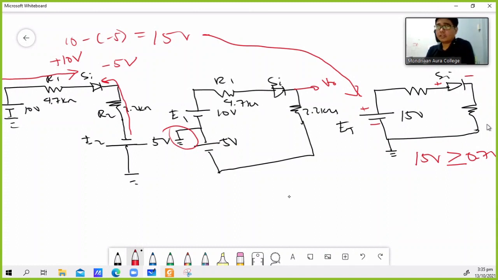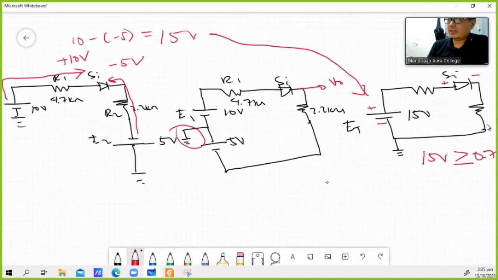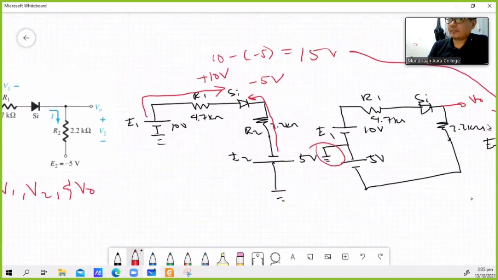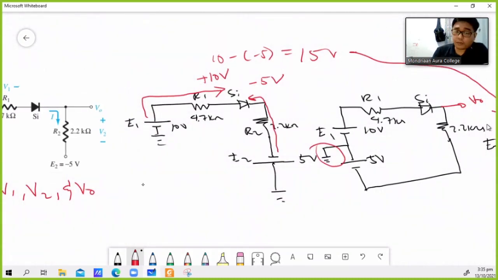Okay? So now we know na yung silicon diode natin ay naka-forward bias. Pwede na tayong bumalik dito sa original circuit natin. Okay. Since naka-forward bias yung ating silicon na diode, we will write the threshold voltage of that. May napura na lahat.